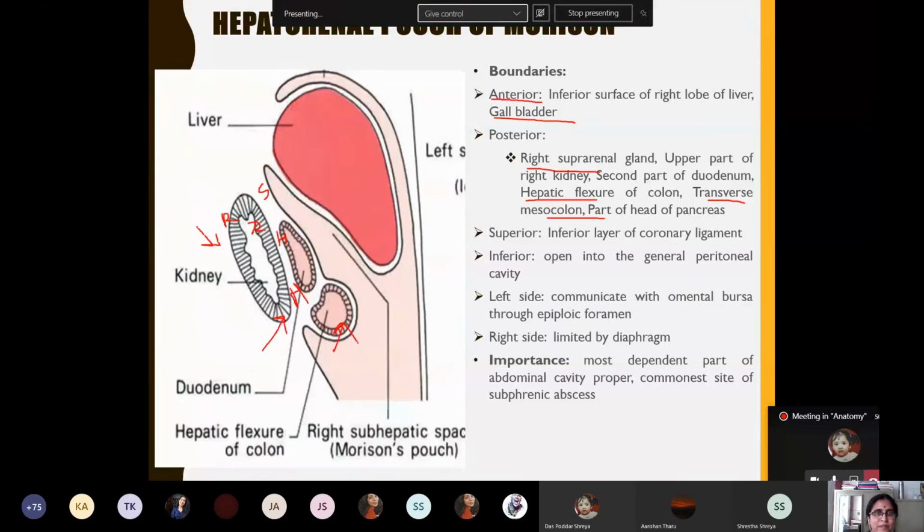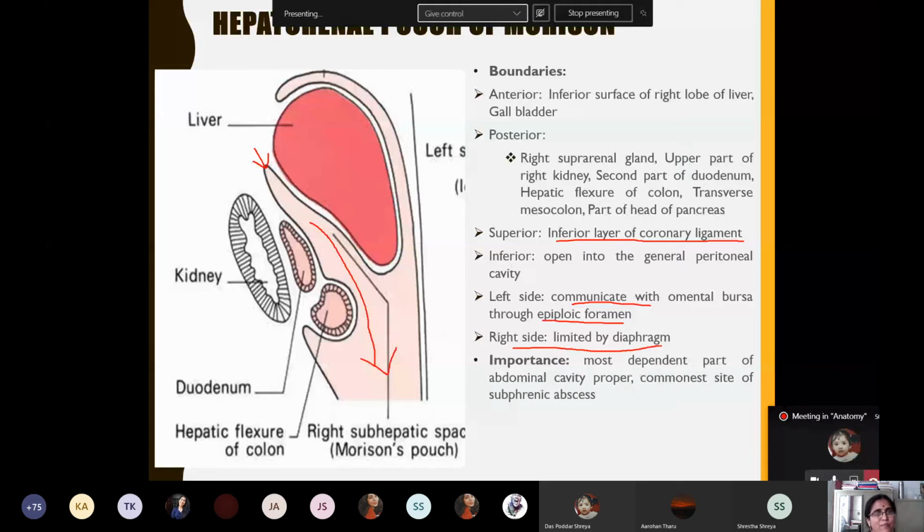Superior boundary, here you can see, very easy. This is the superior boundary. Superior boundary is formed by inferior layer of coronary ligament. And inferiorly, hepatorenal pouch of Morrison is open to the greater sac. On the left side, this communicates with the lesser sac through the epiploic foramen. On the right side, it is limited by the diaphragm.